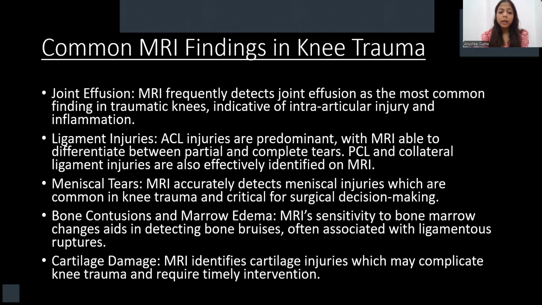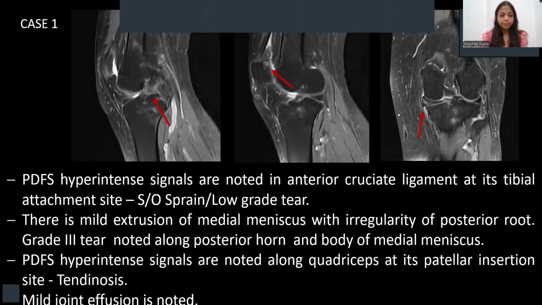Meniscal tears are accurately detected by MRI, which are common in knee trauma and critical for surgical decision making. Bone contusions and marrow edema. So, MRI sensitivity to these changes aids in detecting bone bruises, often associated with ligamentous ruptures. Cartilage damage. MRI identifies cartilage injuries, which may complicate knee trauma and require timely intervention.